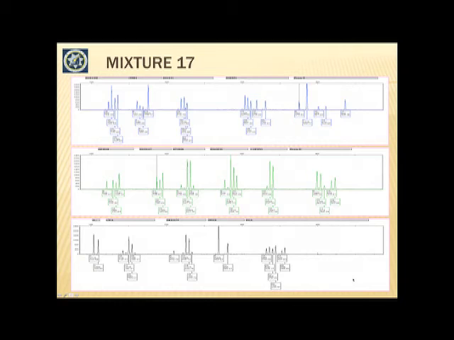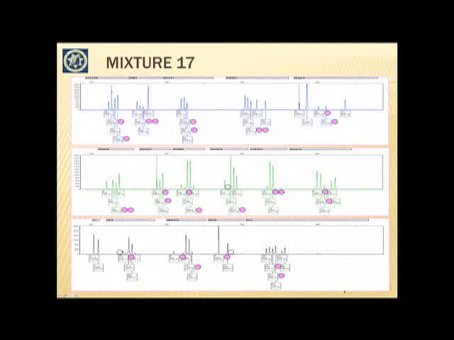Okay, this is mixture 17. It's a 4-person mixture. What I'm showing you now with the pink ovals is everywhere you see a pink oval, that non-contributor S4 shares an allele with this mixture. And you can see there's an enormous amount of allele sharing at every single locus.